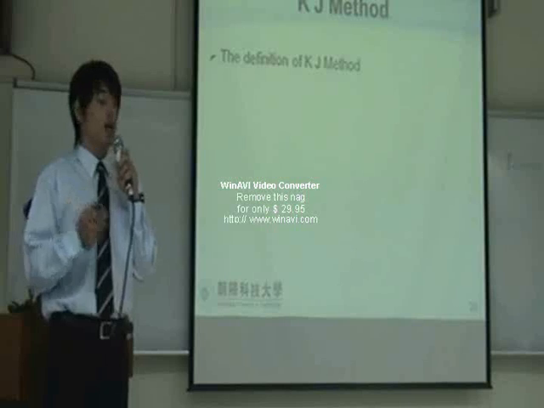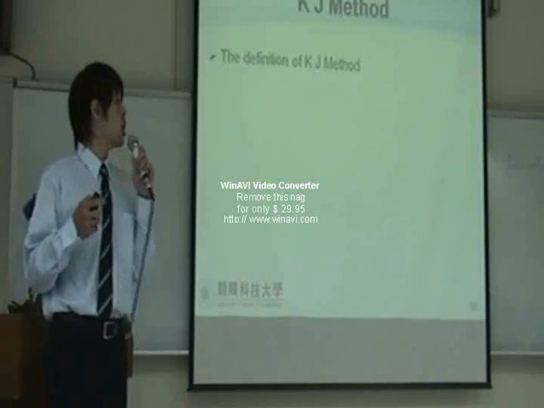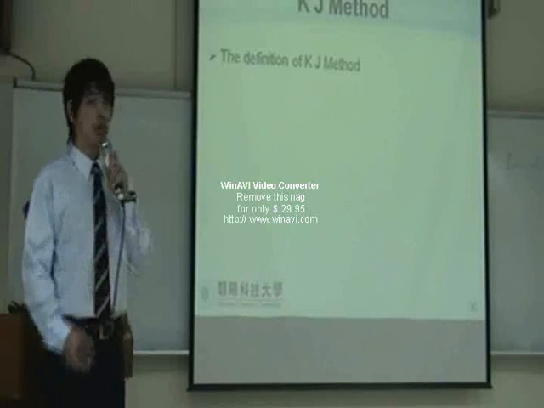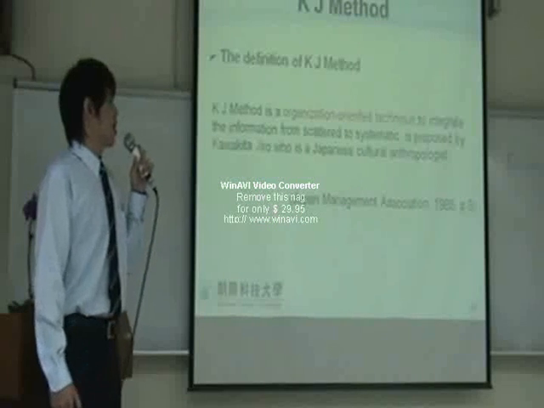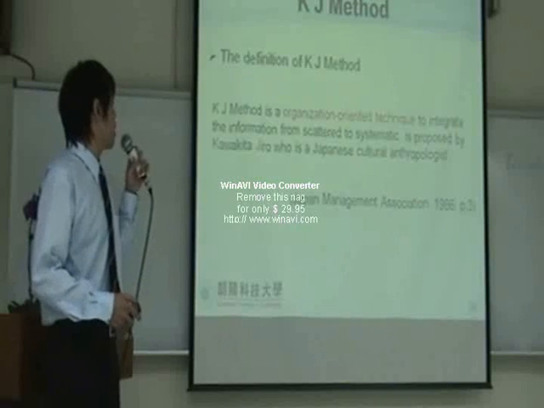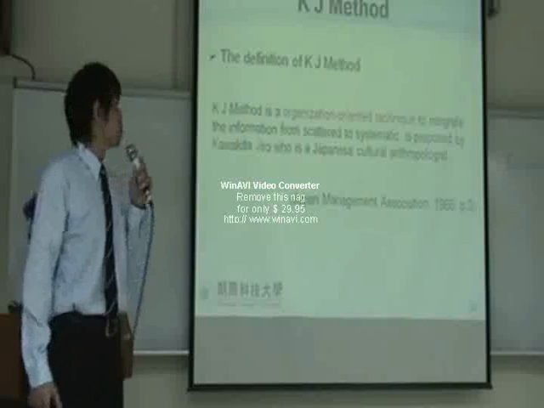And the collected data of the open-ended questionnaire were categorized by the KJ method. The KJ method is an organization-oriented technique to integrate information from scattered to systematic. It was proposed by Kawakita Jiro, who is a Japanese cultural anthropologist.